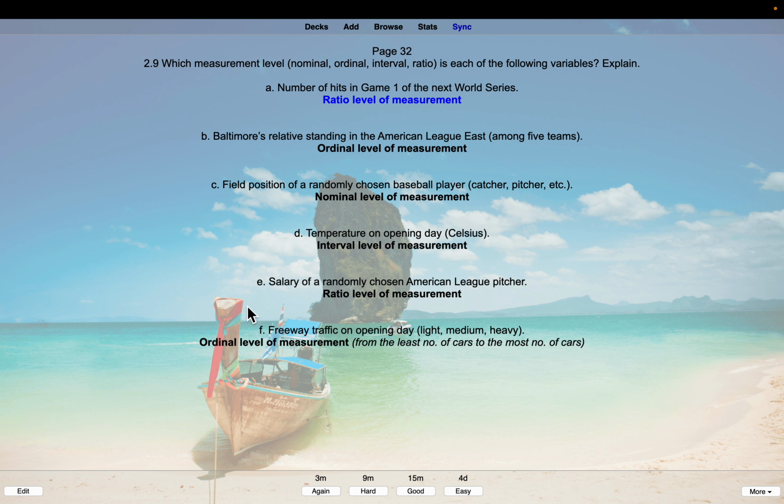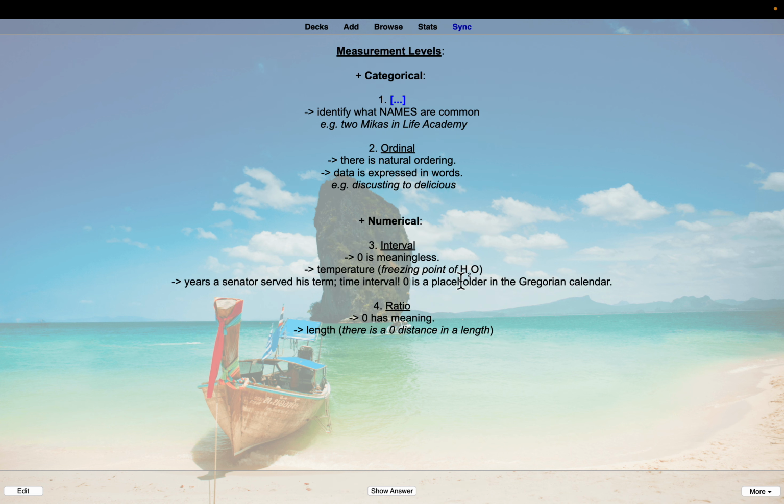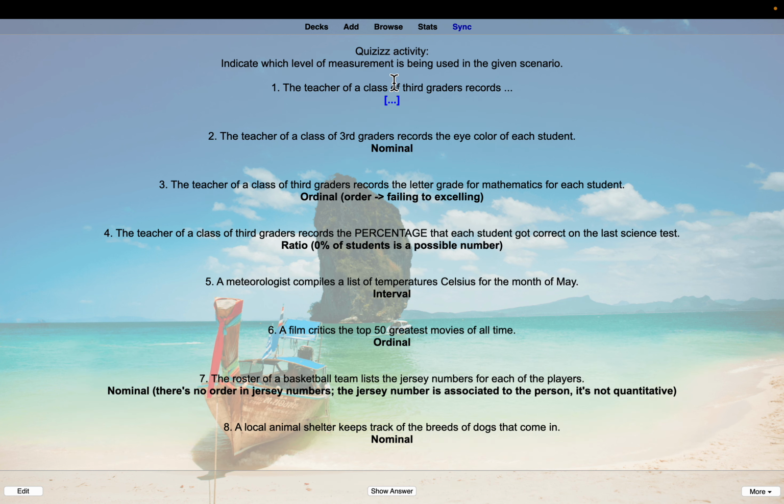Letter F, freeway traffic on opening day, whether it's light, medium, or heavy, it's a rating, so this is obviously ordinal level of measurement. From the least number of cars to the most number of cars, described in terms of the following adjectives, light, medium, or heavy. If we're talking about the number of cars in a certain freeway, then definitely that's ratio. Yeah, ratio. Because there can never be a negative number of cars in a freeway. Okay, we've been there.